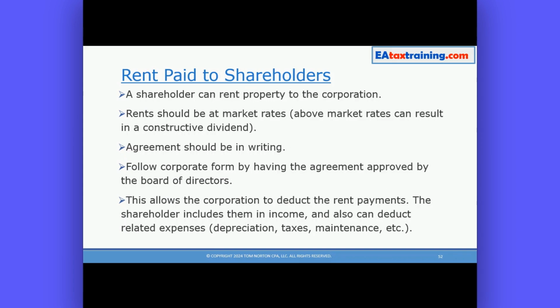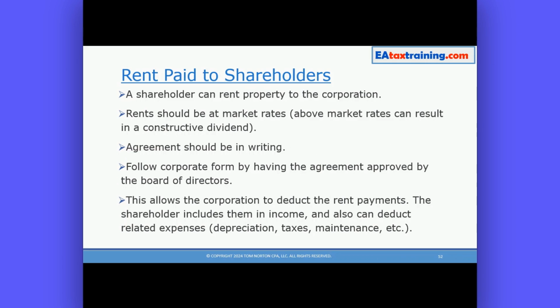Rent paid to shareholders. A shareholder can rent property to the corporation. That is perfectly acceptable, happens all the time. In some cases, it can be a good tax planning strategy. So it is legitimate to do that. However, as always, when dealing with related parties, rents should be at market rates because remember, above market rates can result in a constructive dividend.